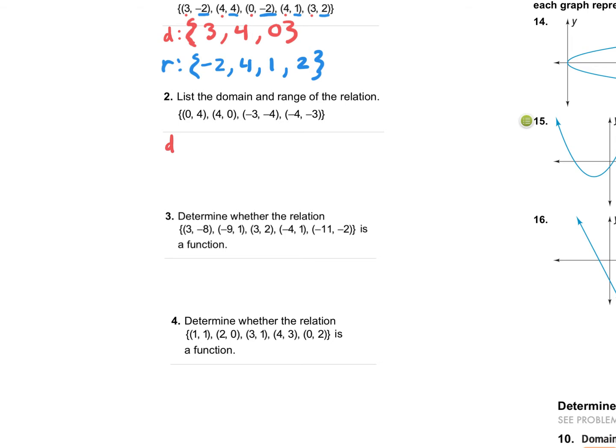For our domain, it's all of our x values. So we have 0, 4, -3, -4. Nothing's repeating here, so we just list them all. 0, 4, -3, -4. So next, let's find the range. The range is our y values, so we have 4, 0, -4, -3. Nothing's repeating, so we just list them all. 4, 0, -4, -3.